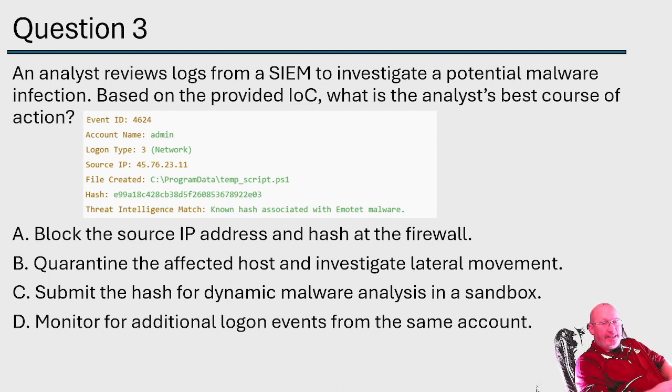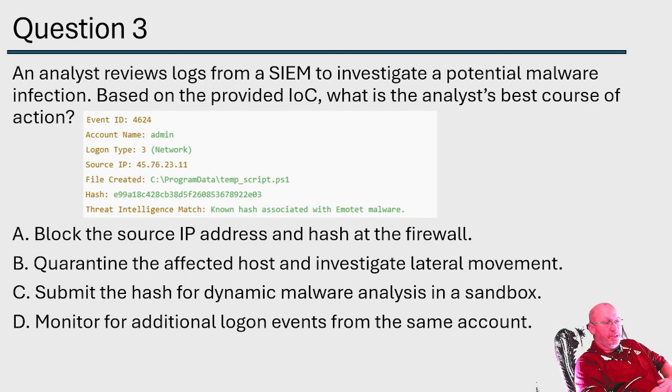So we got to make sure we read that log. We see the event ID. We see the account name, it's an admin account. Login type is 3, so it's a network logon. We see the source IP address. File creation of a script. We see a hash value associated, and then our threat intelligence match, known hash associated with Emotet malware. Okay, so we see definite malware associated with the script.